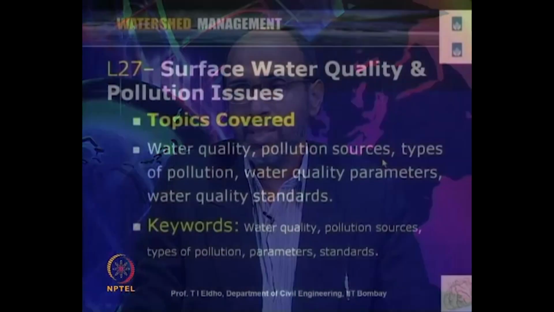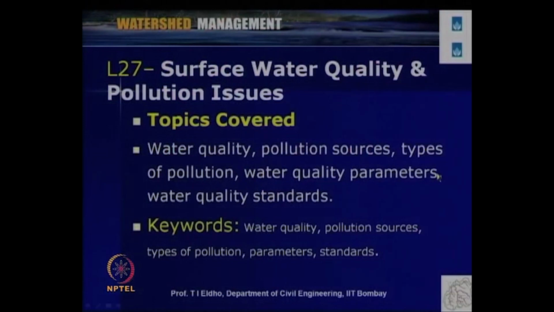The topics covered in this module include water quality and pollution, types and sources of pollution, water quality modeling, environmental guidelines for water quality. Today in lecture number 27, in this module number 7, we will discuss surface water quality and pollution issues. Topics covered in today's lecture include water quality, pollution sources, types of pollution, water quality parameters, water quality standards. Keywords for today's lecture: water quality, pollution sources, types of pollution, parameters, standards.